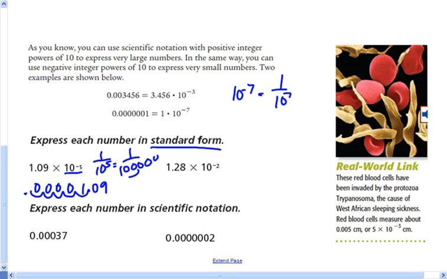Okay, so 1.28 times 10 to the negative second, we need to move the decimal to the left 2 times, because we're dividing by 10 twice. 1, 2, so we're going to put 0.0128. And don't forget you can use your calculator to check these. I'll just do one example. So we think 1.28 times 10 to the negative second equals 0.0128.